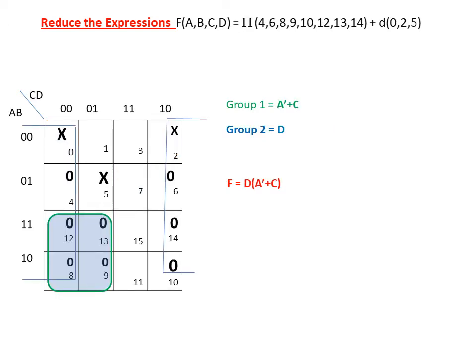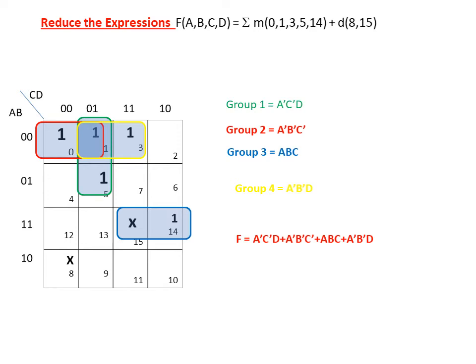And now the POS grouping. Now we made it into 8 cells. These 4, these 4 and these 4 form a single 8 cell grouping, and these 4 zeros form another group. So the answer is A bar plus C, and for this 4 cell grouping the answer is D.